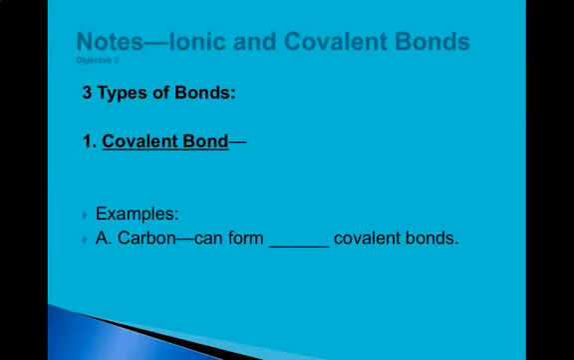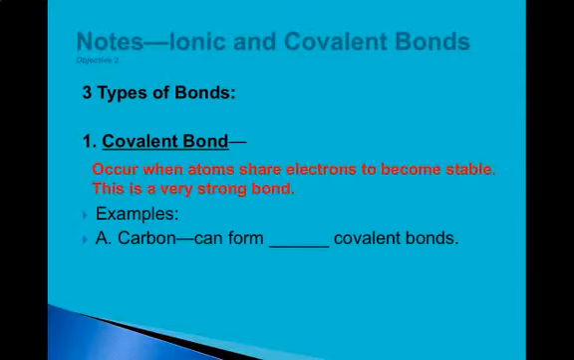There are 3 types of bonds, but we're only going to cover 2 in these notes. We're going to cover covalent bonds and ionic bonds. Covalent bonds occur when atoms share electrons. They do this so they can become stable, and this is a very strong bond. Some examples: carbon uses covalent bonds. It can form 4 covalent bonds.